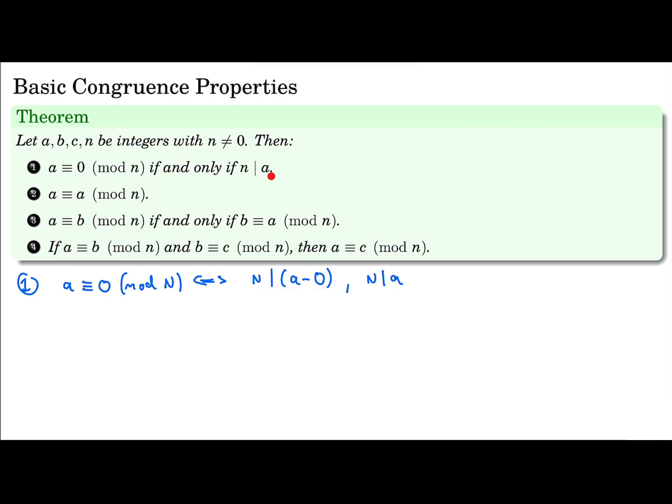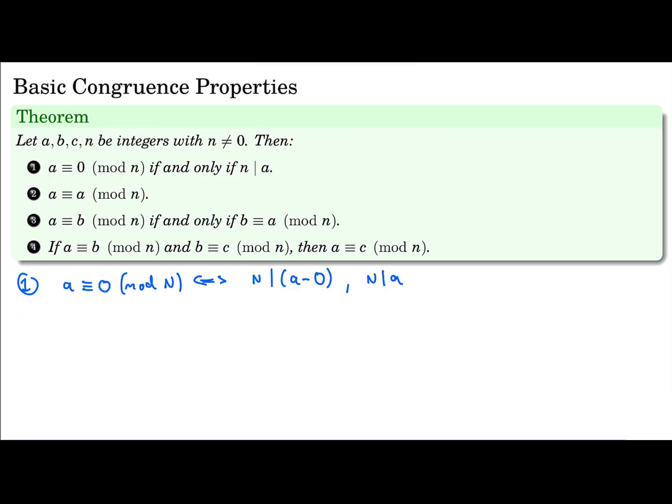And again, this makes sense because with congruences, we're talking about the remainder of the division. So if the remainder of the division is 0, that means that this number has to divide this number. The only way for the remainder of A when divided by n to be 0 is if n divides A.